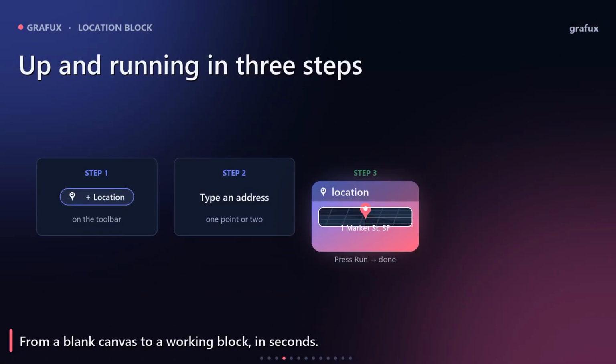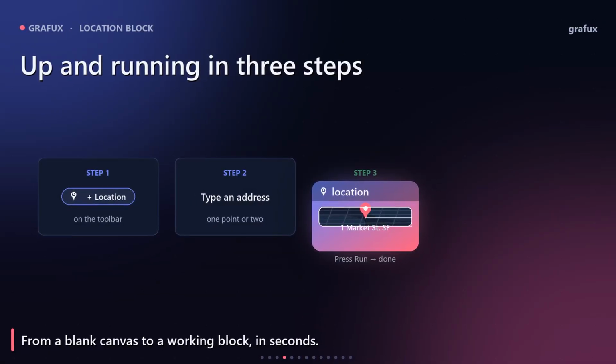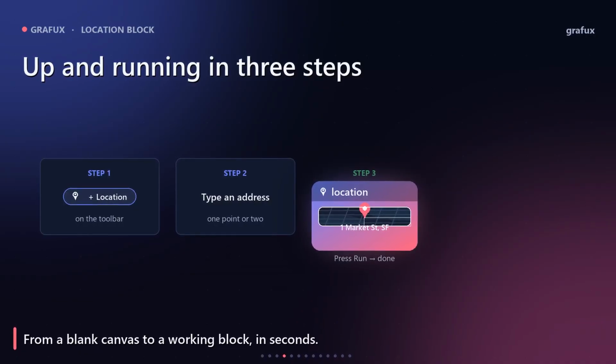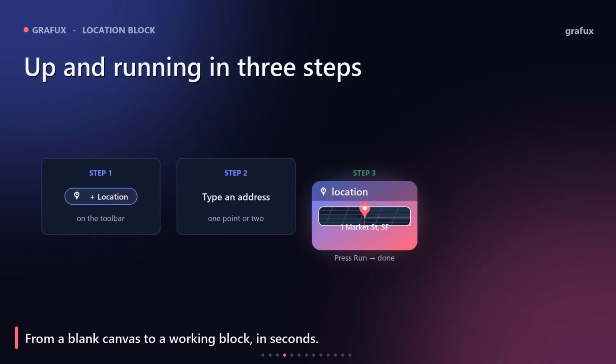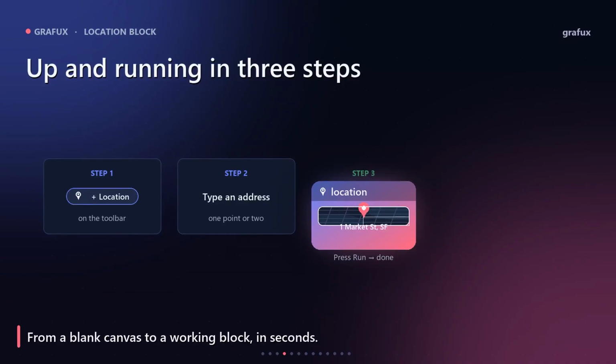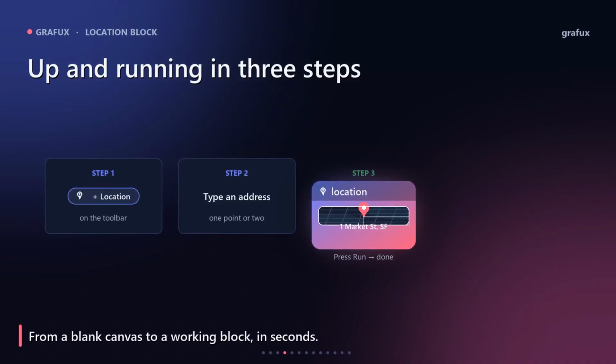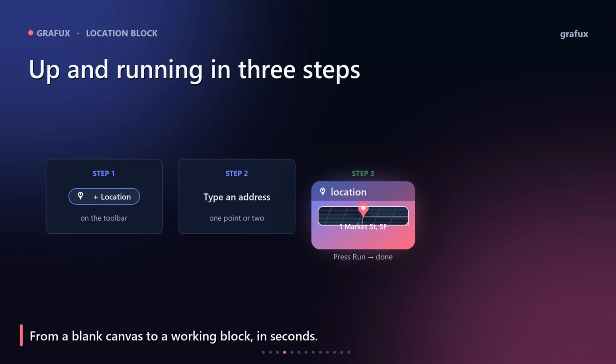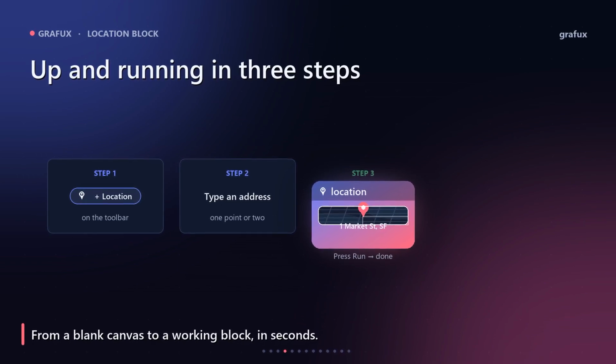And getting started could not be easier. Just open the location button on the toolbar. Describe an address. Then press run. That's the whole thing, 3 steps, from a blank canvas to a working location block, in seconds rather than hours. And honestly, there's nothing else to learn. If you can describe what you want, you already know how to use it.